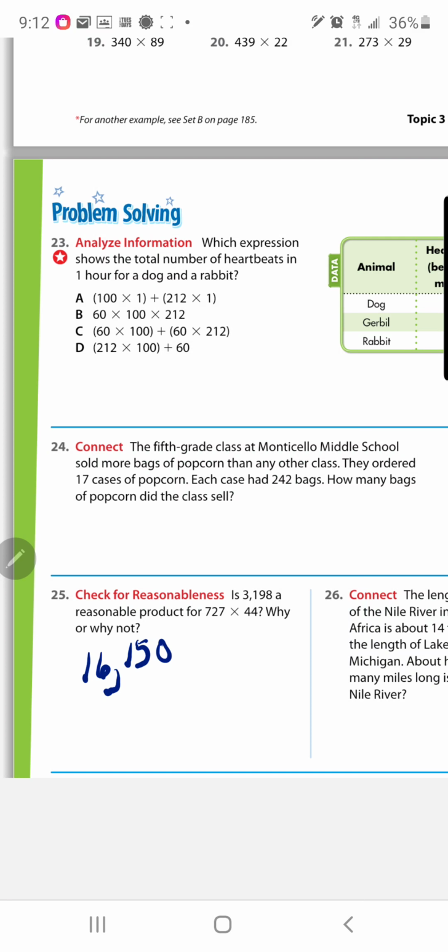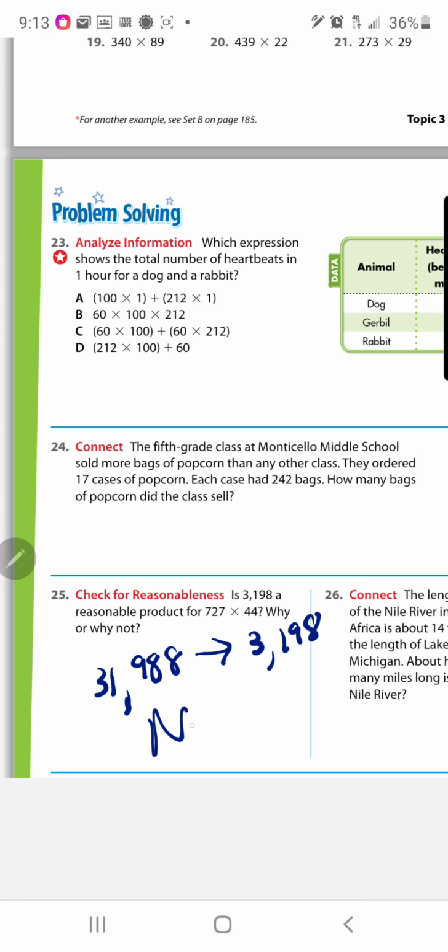16,150. Wait a minute. I'm sorry, that's not correct. I'm looking at the wrong one. So 25 again is 725 times 44. And of course, if you multiply there, your actual product ends up being 31,988. Well, you tell me, is that anywhere near close to 3,198? The answer is no. This is not reasonable whatsoever. I mean, that number is way off. Somebody made a really bad mistake when they multiplied that 3-digit times a 2-digit number there.